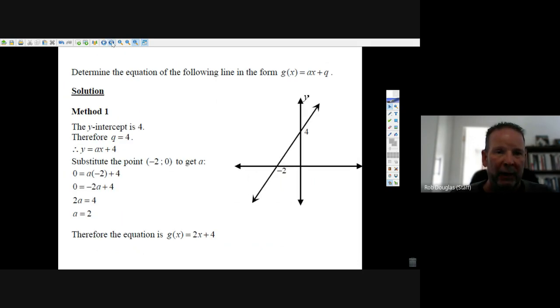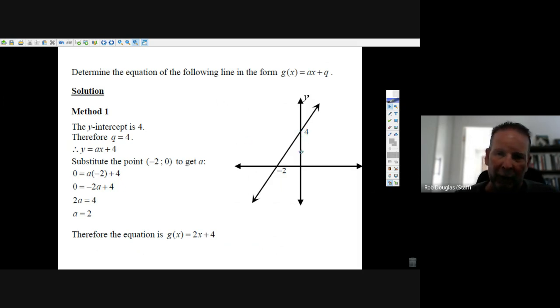Now, for the next question, they just do the same thing. They've got 4 as the y-intercept, so you know it's ax plus 4. They substitute in minus 2 and 0, 0 for y and minus 2 for x, and you get 0 equals minus 2a plus 4. Then you add 2a to both sides, divide by 2, and you get 2. But you know there's an even easier way to do this.